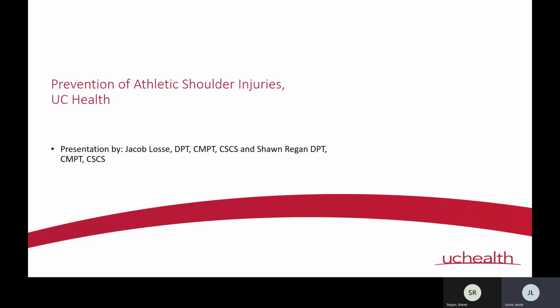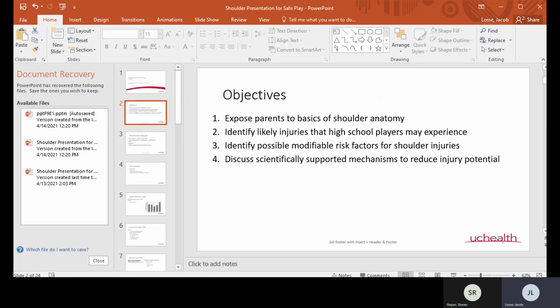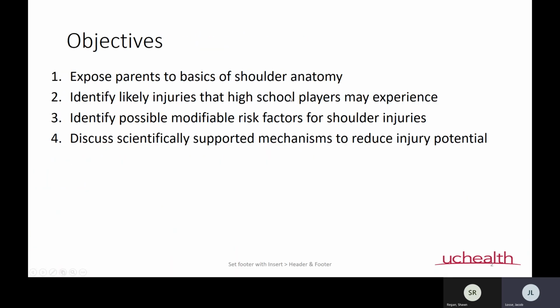It's presented by UCL. The objective today is to expose our parents and our players to the basics of shoulder anatomy, identify some likely injuries that our high school players may experience, and identify possible modifiable risk factors for those shoulder injuries. As we do that, we're going to discuss technically, scientifically supported methods that will actually help us potentially reduce that injury, to help our athletes stay safe and stay in sport.